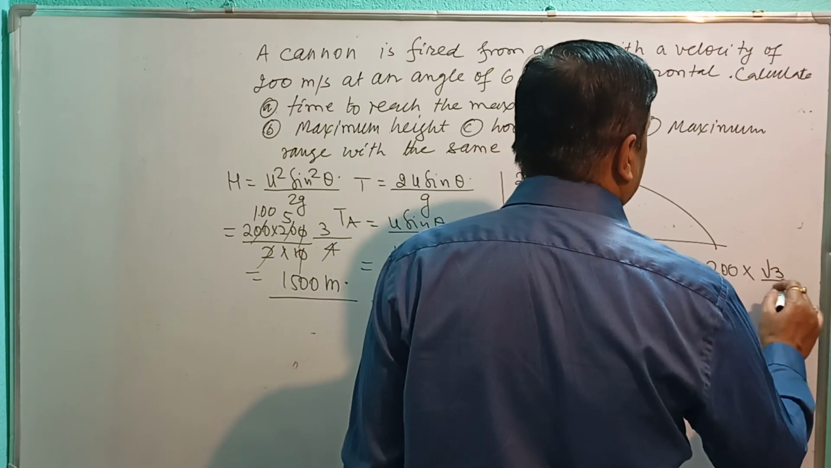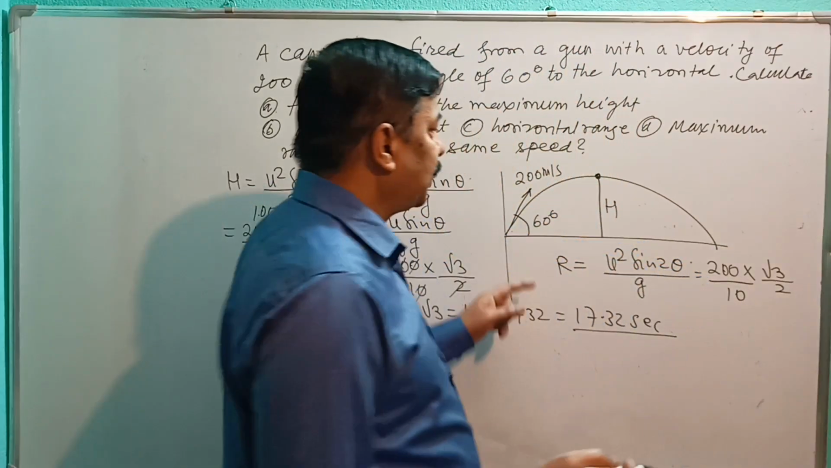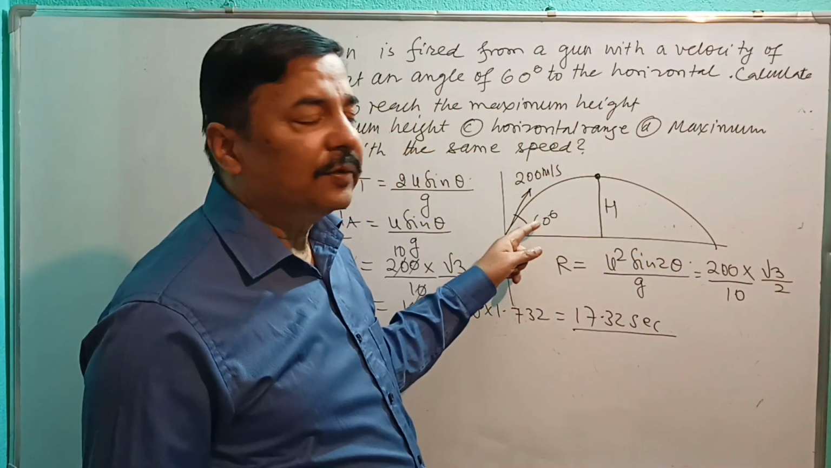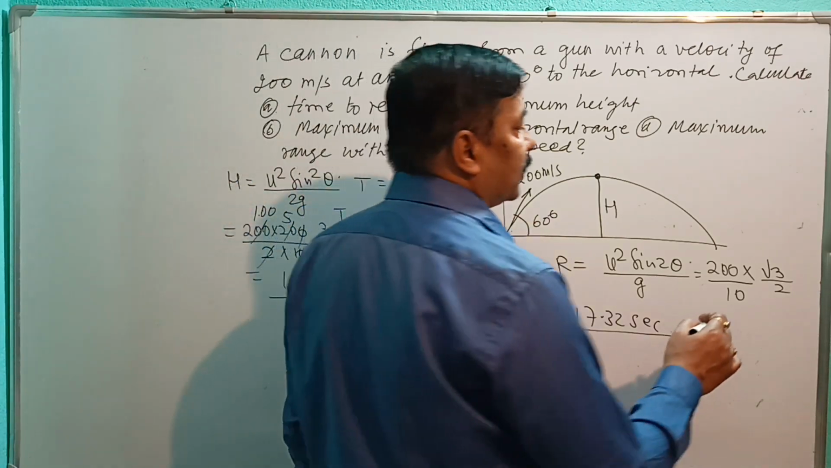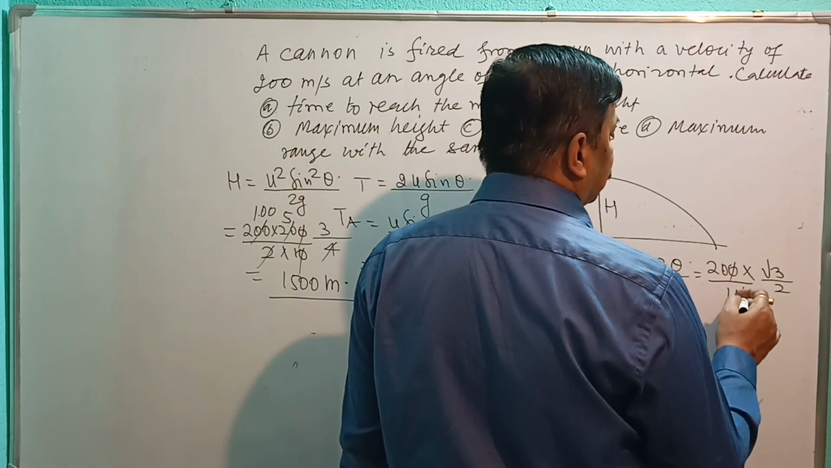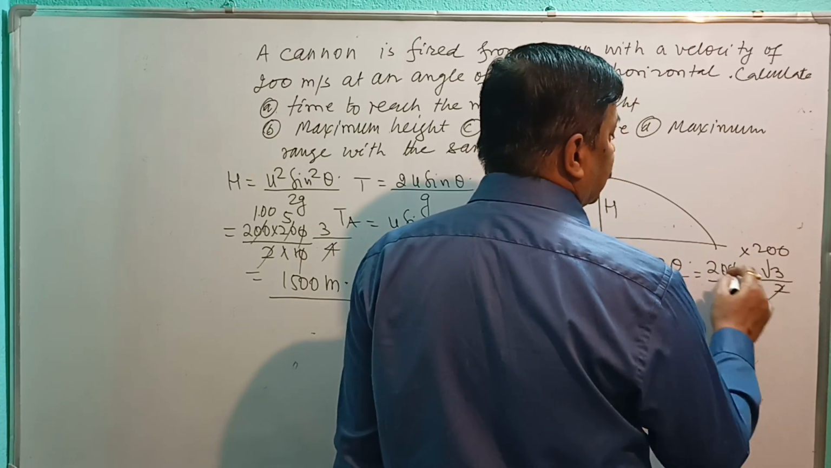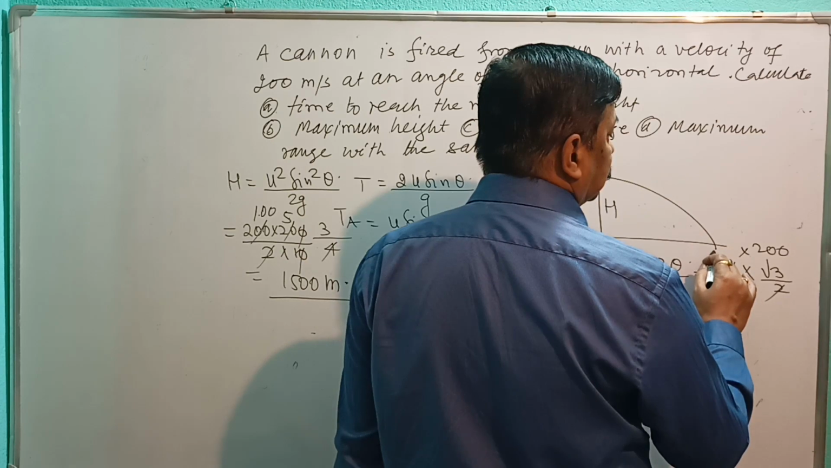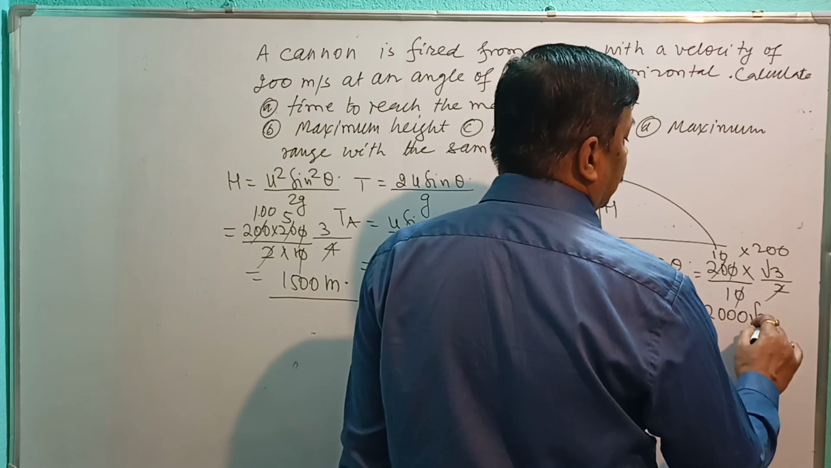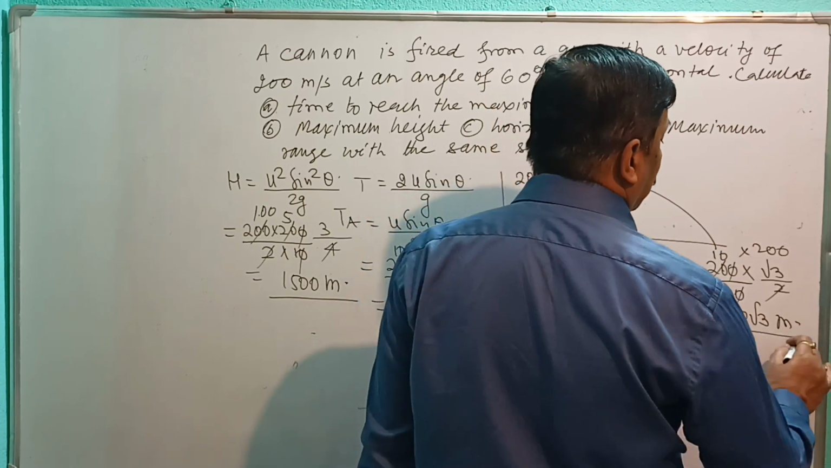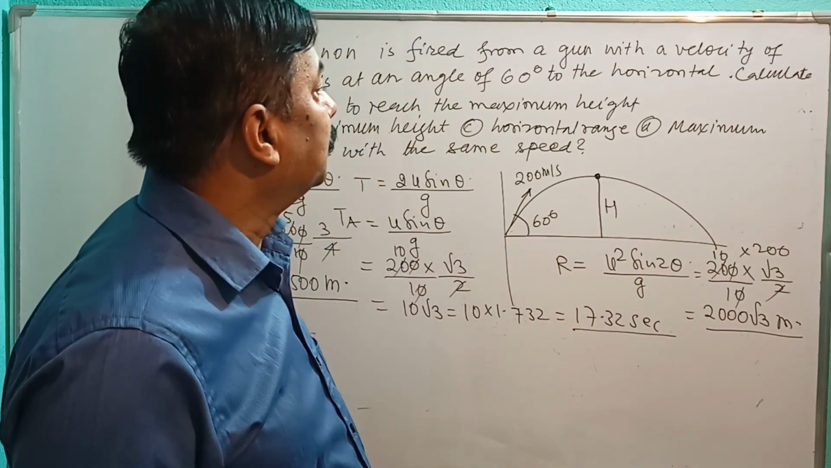That is root 3 by 2 by g, that is 10. In place of 60, I am using 30. Why? 60 and 30 will have the same range, theta and 90 minus theta. So this will cancel. One more 200 should be there. 200 into 200, and this is your 10. So 2000 root 3 meters should be your answer. Using a calculator, you can get the accurate value also.